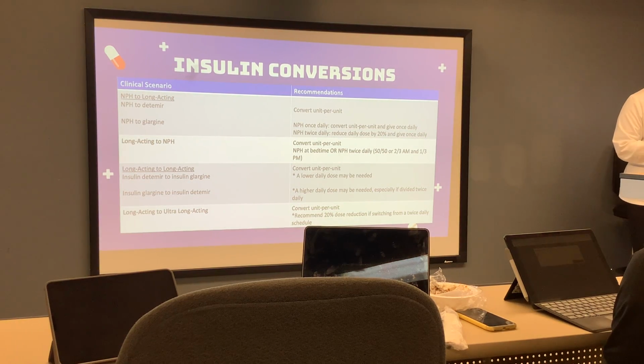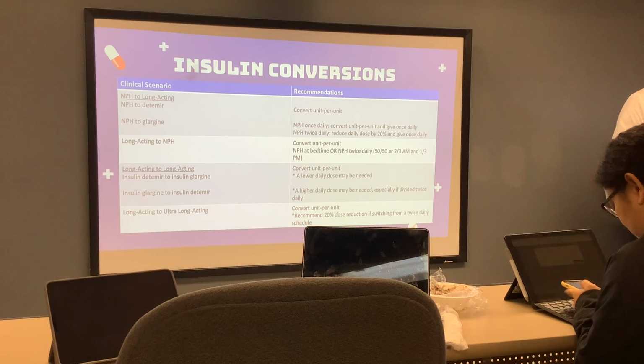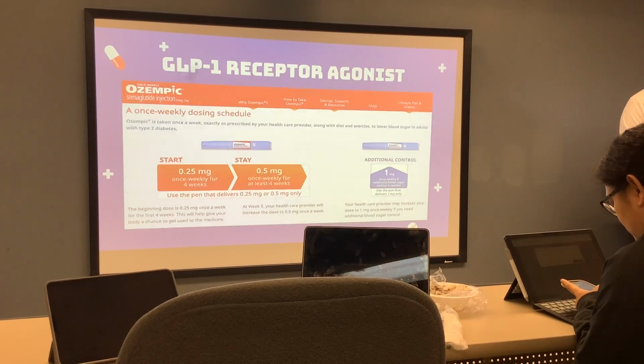So here are some insulin conversions which you will see in normal practice. You cannot just say every insulin is the same. For example, if we convert NPH, which is intermediate acting, to long acting, or if we convert long acting to ultra long acting, then we have to decrease the dose by 20%. Another example would be conversion of insulin glargine to insulin detemir. A higher dose may be recommended if the insulin was dosed twice daily, or divided into twice daily.